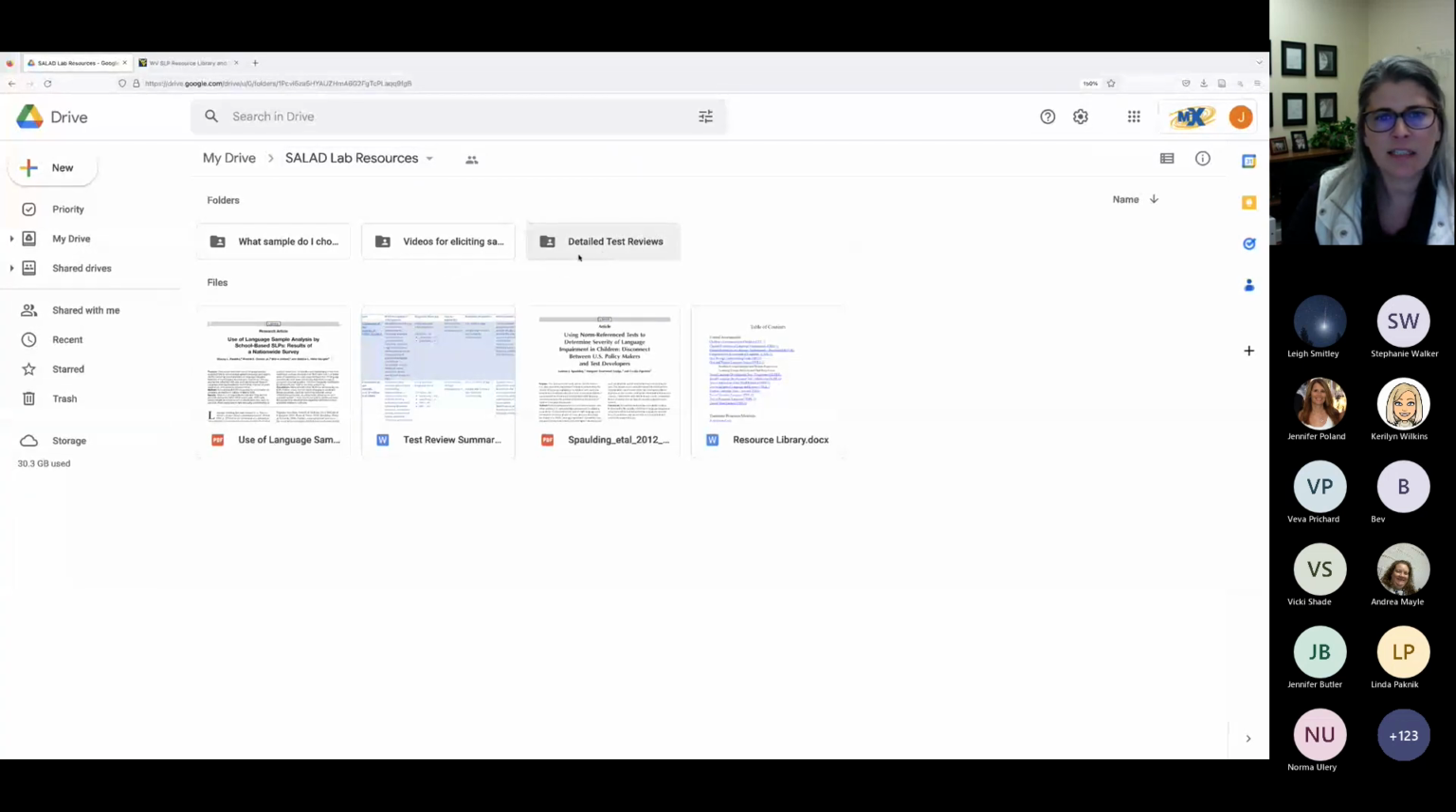And then this detailed test reviews, I had all of the grad students that helped me do those test reviews put their summary sheets in this folder, but that test review summary has the basic information. So if you want more detailed information, you can go into that folder and read the information on those tests.